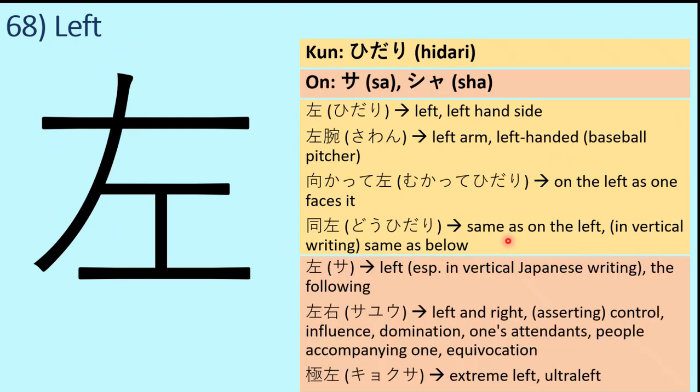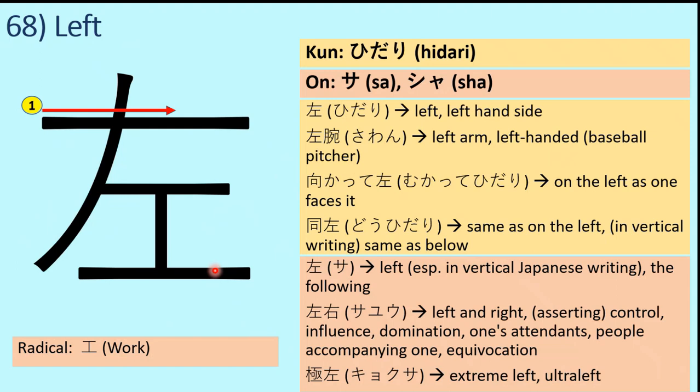These are the meanings in On'yomi. This is sa. Sa means left, especially in vertical Japanese writing, the following. This is sayu. Sayu means left and right, asserting control, influence, domination, one's attendance, people accompanying one, or equivocation. And then we have kyokusa, which means extreme left or ultra left. The radical is this portion, which means work.